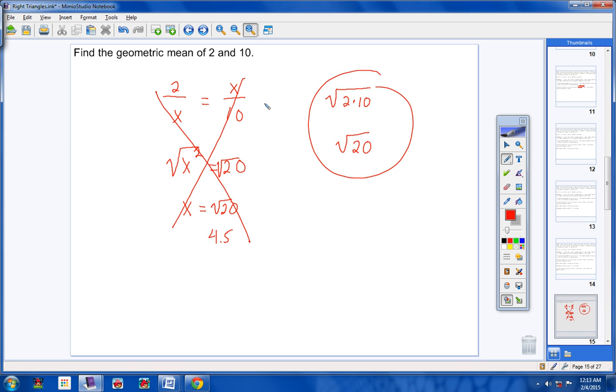Because here's why. Sometimes I'm going to give you the geometric mean and leave out one of these numbers. Like I might say the geometric mean is the square root of 20, and the other number is 2. Find the other number, okay? And you might say, well, it's easy, but you'll be surprised how it's not as easy as you think, especially, well, I'm going to stop right there, okay?